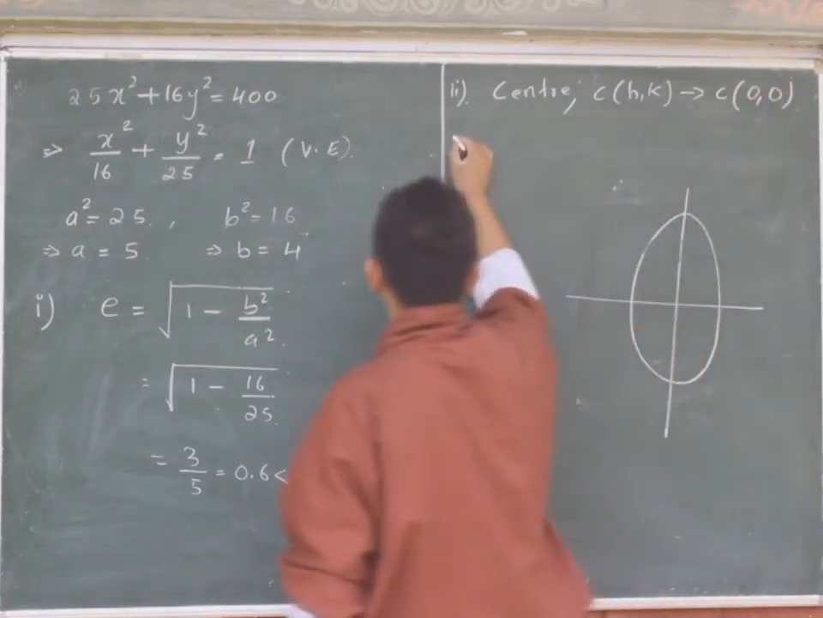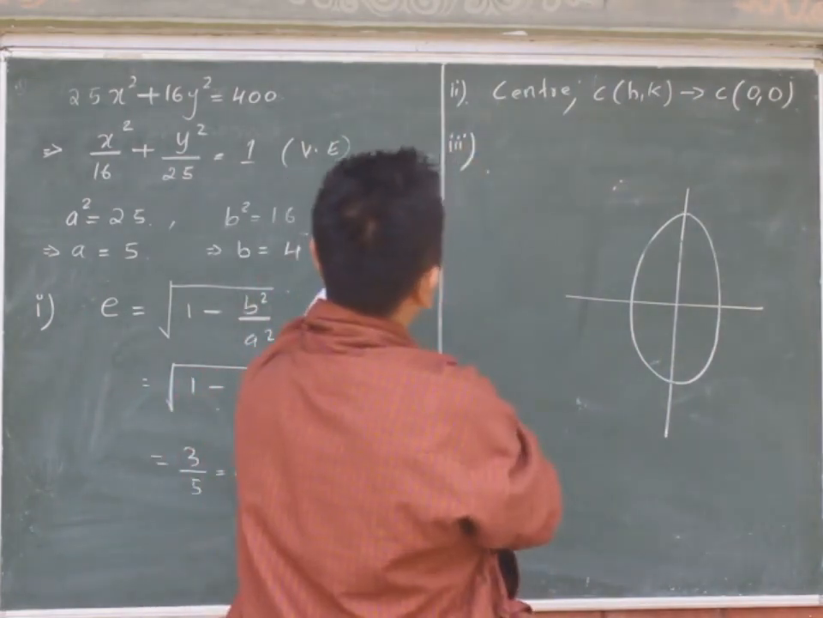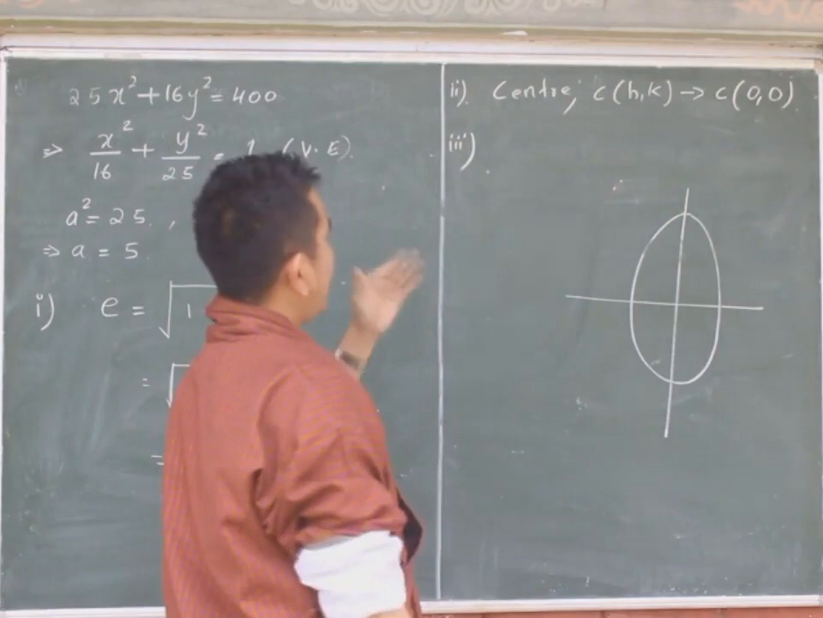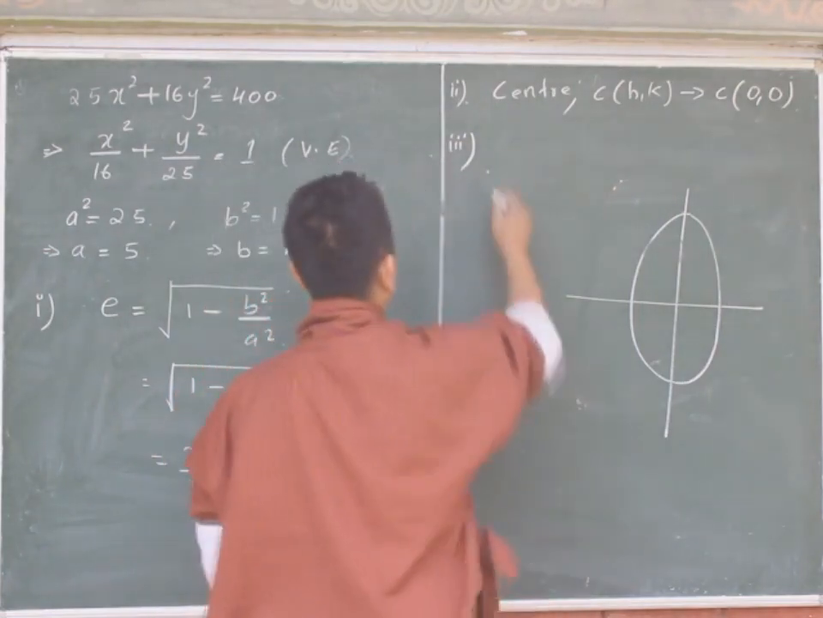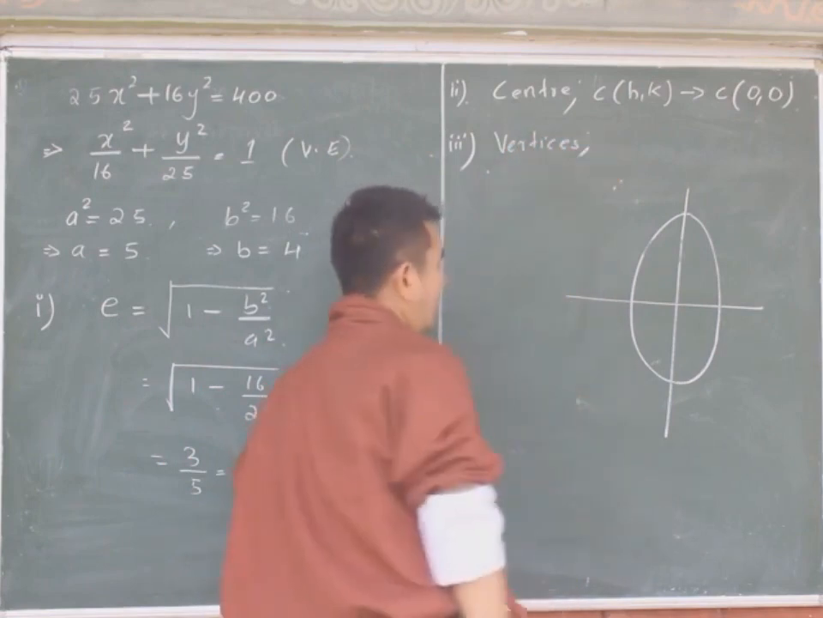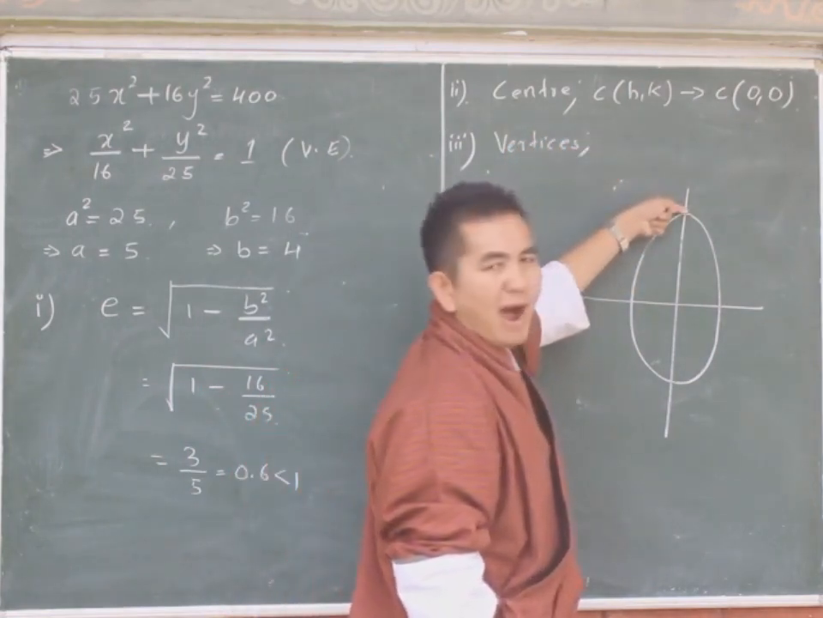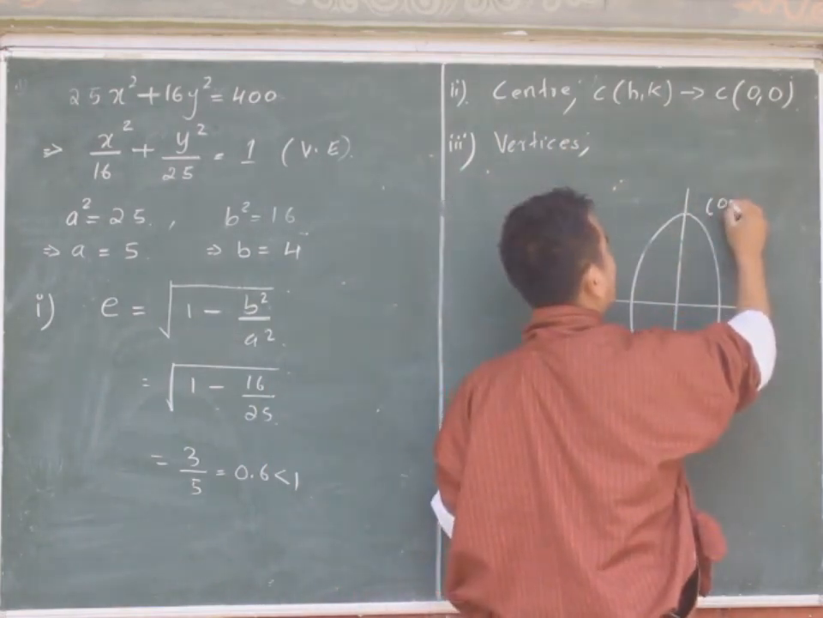That's it. Number 3, what do you need to calculate? We have the coordinates of center, and now we need to find the coordinates of vertices. Here, the vertex is on the y-axis, yes or no? This point is 0 comma A.